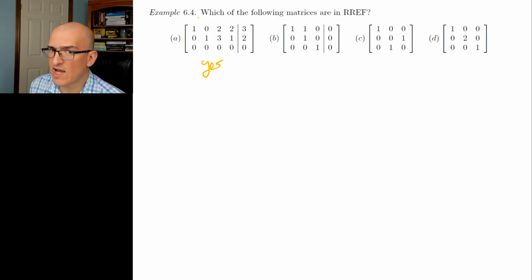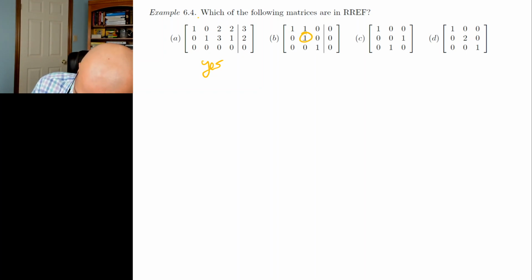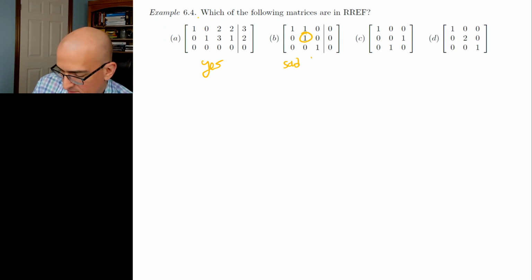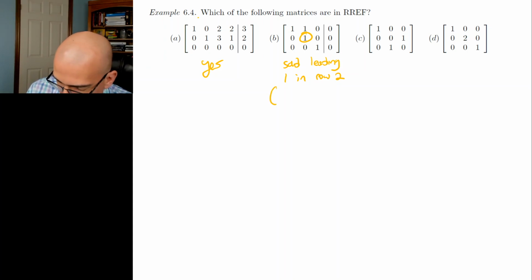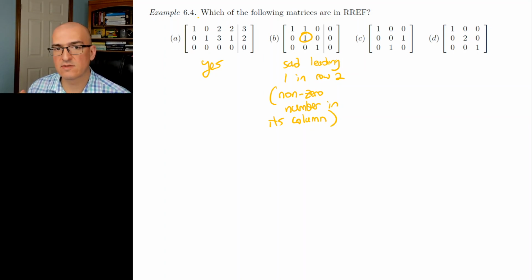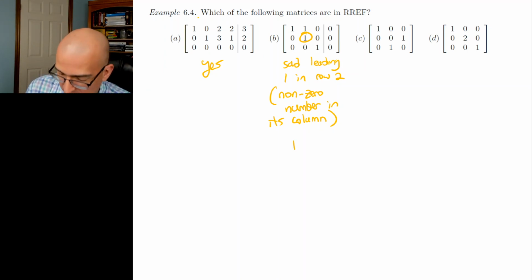We got a top left leading one and it's happy, but look at the next leading one. This is a sad leading one in row 2. It's sad because above it is not a 0. Above it is a non-zero number in its column. This violates one of the requirements for the matrix to be in reduced row echelon form. So the second one's a no, big no.